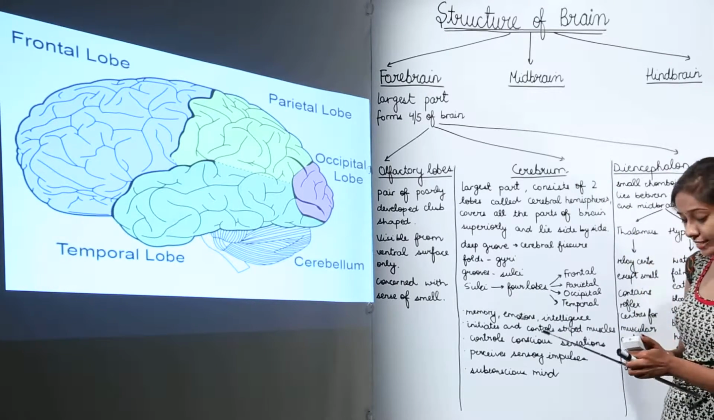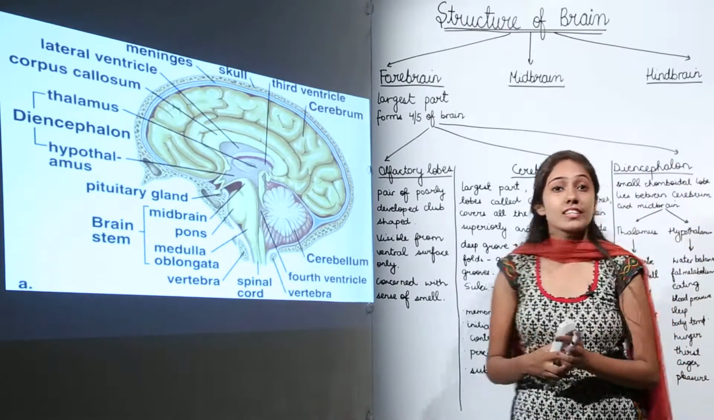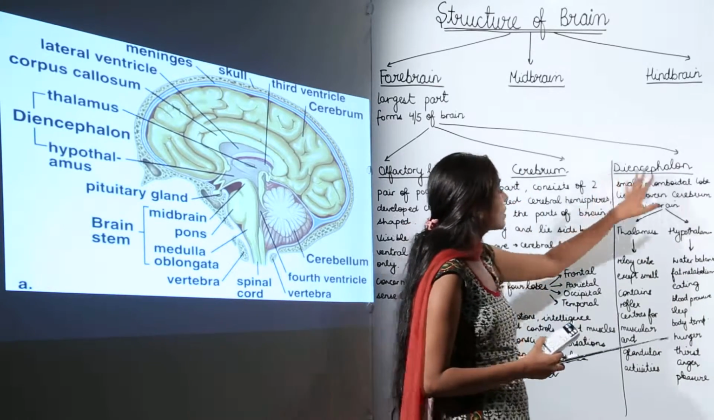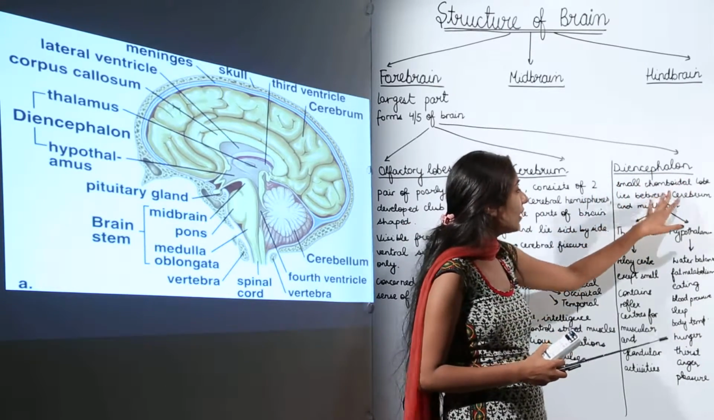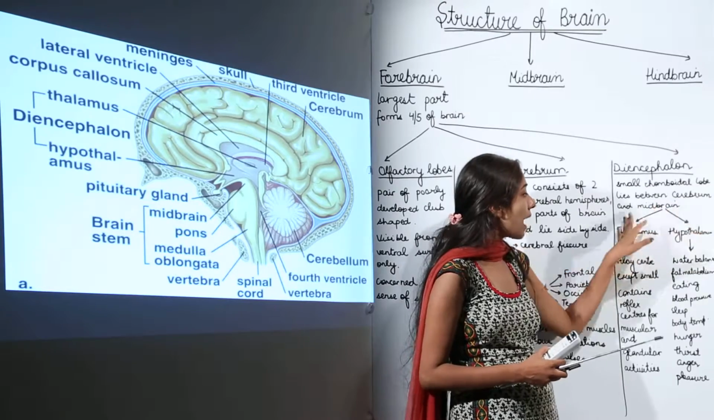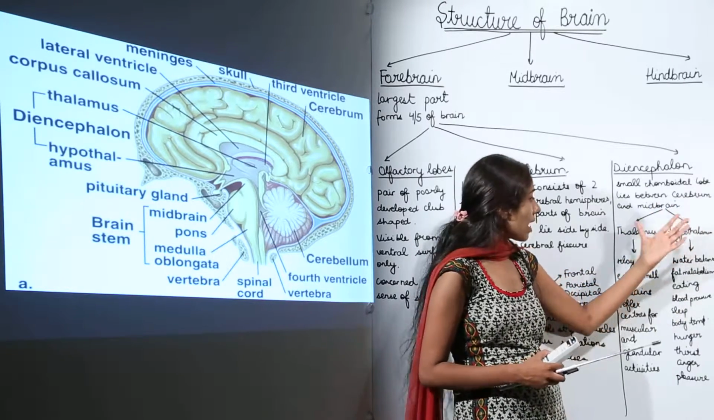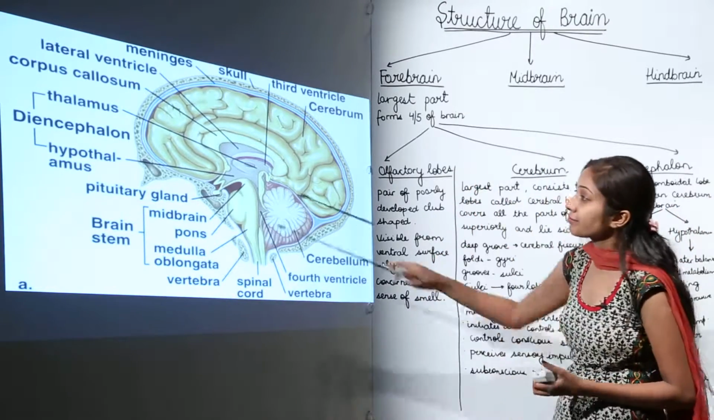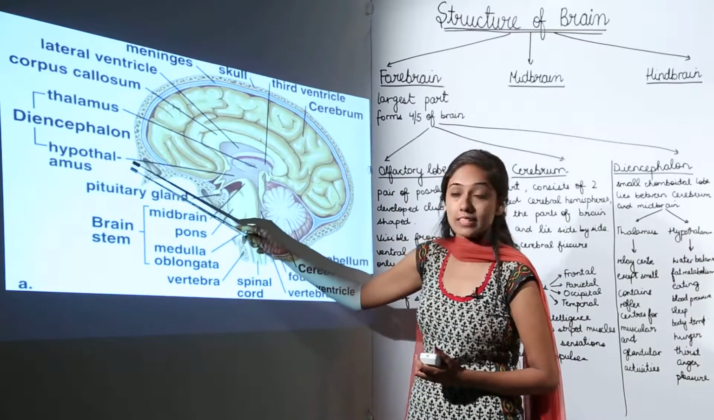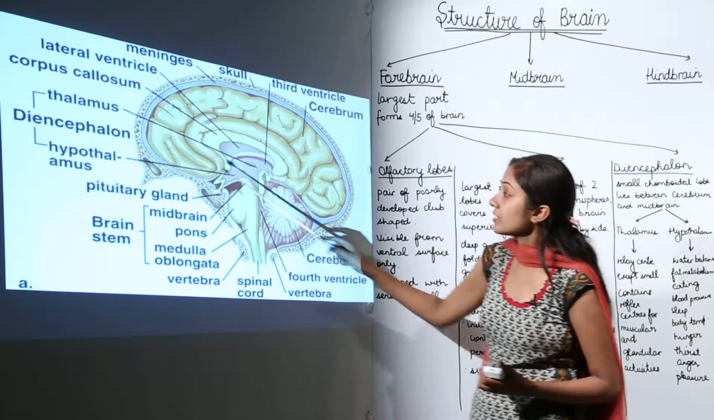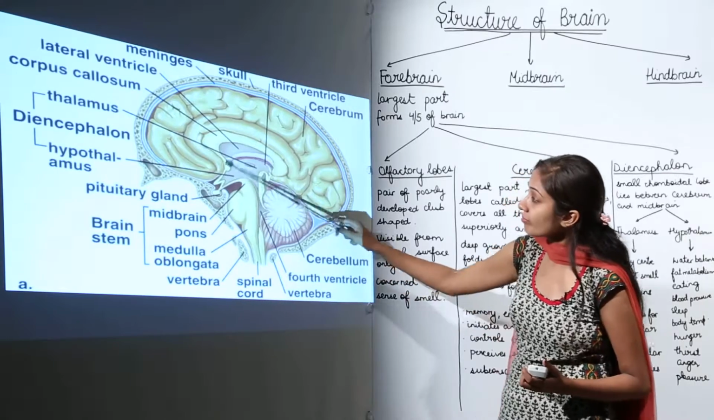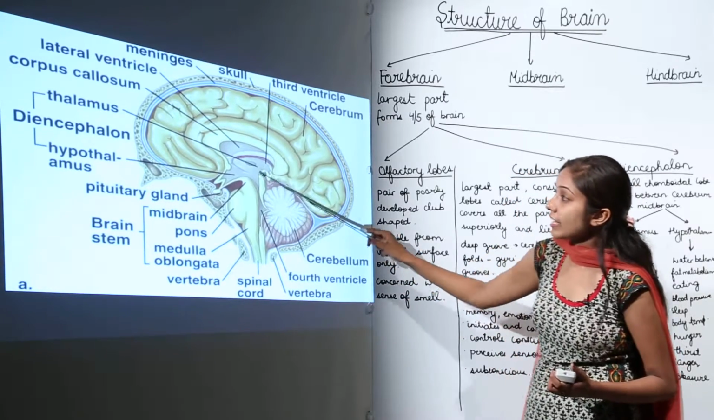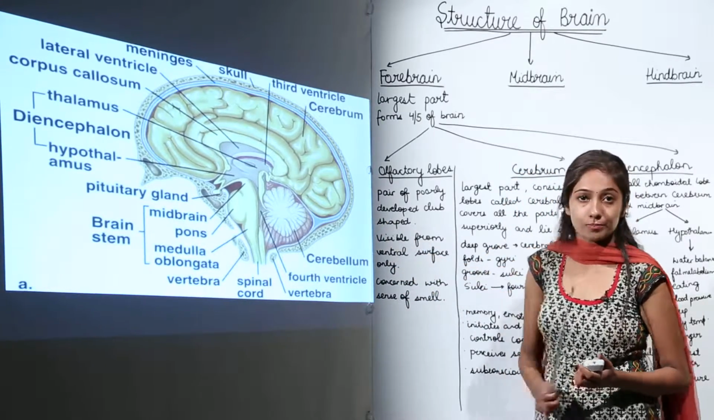Then we have the diencephalon, right. Diencephalon is the small rhomboidal lobe which lies between the cerebrum and the midbrain. It has two regions, thalamus and hypothalamus.